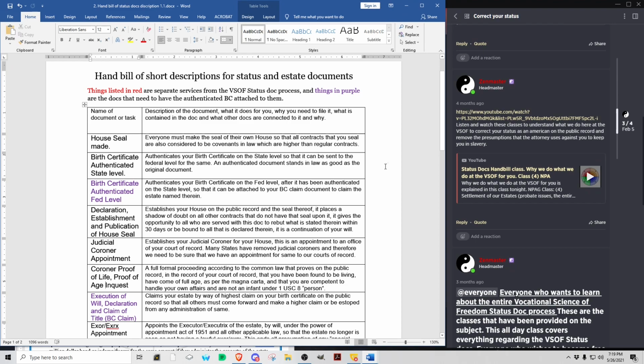In the beginning, why are we doing all this? We're doing all this to establish our own house.